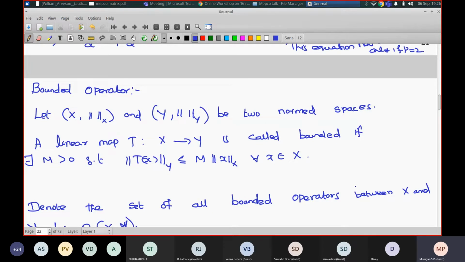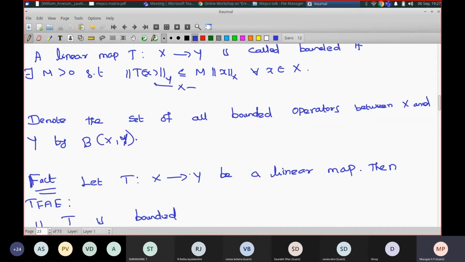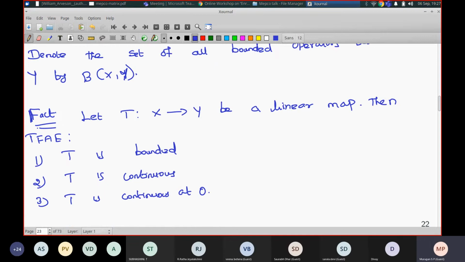You take two normed linear spaces. A linear map T from X to Y is called bounded if there exists a positive M greater than 0 such that norm of T of x is less than or equal to M times norm of x for all x. So this is called a bounded condition. The notation: denote the set of all bounded operators between X and Y by B(X, Y). This is a standard notation.